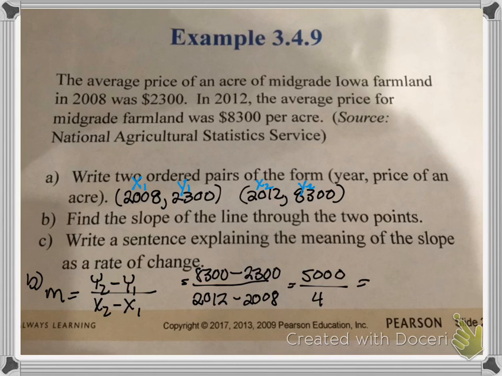And if I divide 5,000 by 4, I get 1,250. So what does that mean? That is the average rate of change of the price of land happening per year. So there's been an increase, because it's positive, of $1,250 per year of that particular farmland in Iowa. Okay, and that's it. You are officially done with Objective 2, Part 4. There will be one more video explaining Objective 2, Part 5.